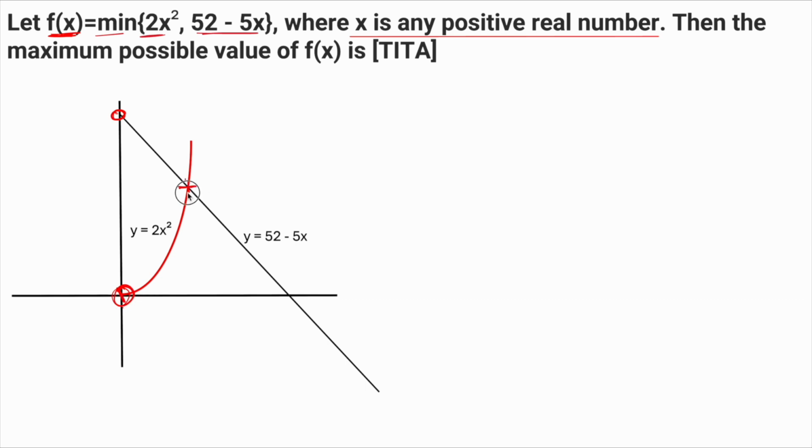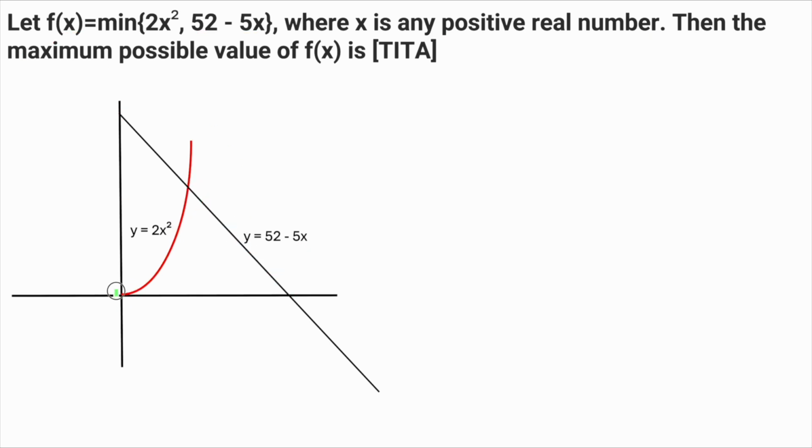You will notice that before this meeting point, to the left, y equals 2x² is always smaller than 52 − 5x. So for all the points to the left of the meeting point, we refer to the graph of y equals 2x² for f(x). Similarly, y equals 2x² will go above 52 − 5x if you go beyond the meeting point. So beyond this meeting point to the right, 52 − 5x will have a lesser value as compared to 2x². So in this case, 52 − 5x is the value of f(x).